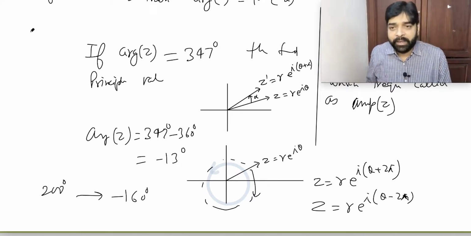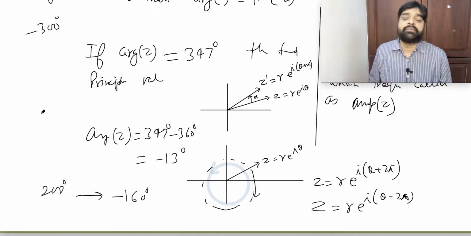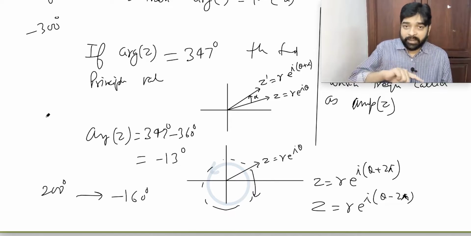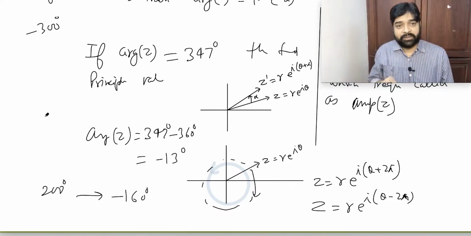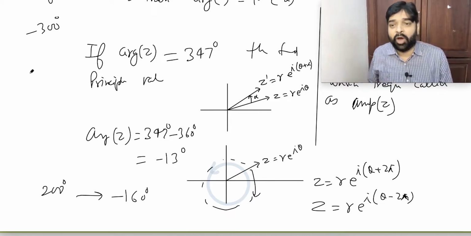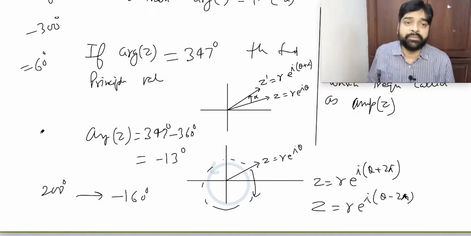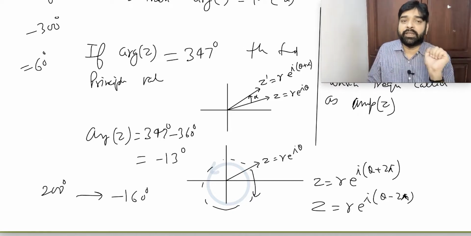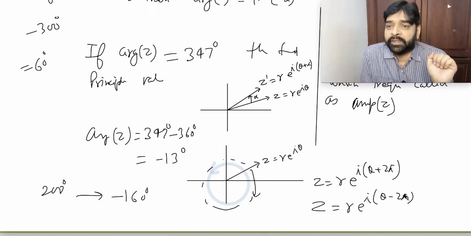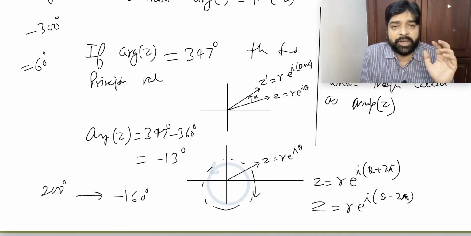Suppose somebody says minus 300 degree. Now I will rotate anti-clockwise, so I will add 360 degree. So how much will come? 60 degree. Did you understand the point? Is it clear to everybody? So we can play around with it. It will not be a big deal.